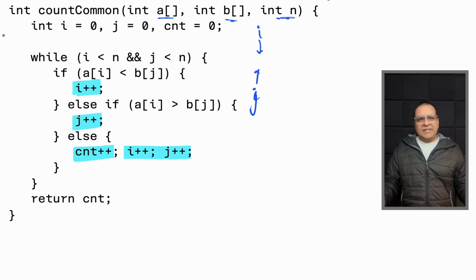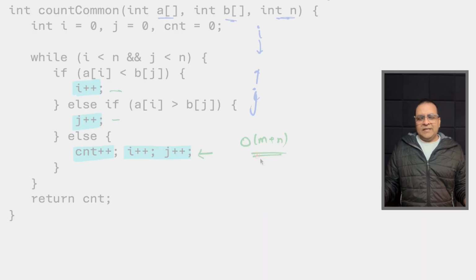The best case running time of this algorithm comes when in every iteration of the while loop, we increment both i and j. And the worst case will come when alternately i and j are incremented. So this is a typical merging logic, and the time complexity of this code is big O of m plus n in the worst case.